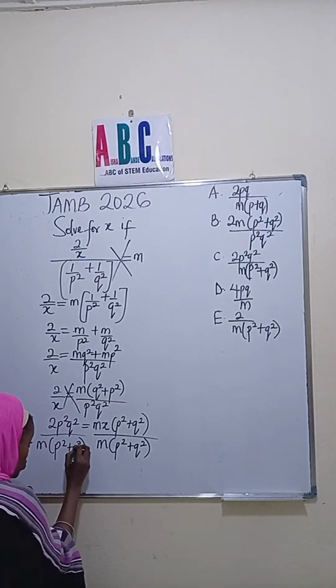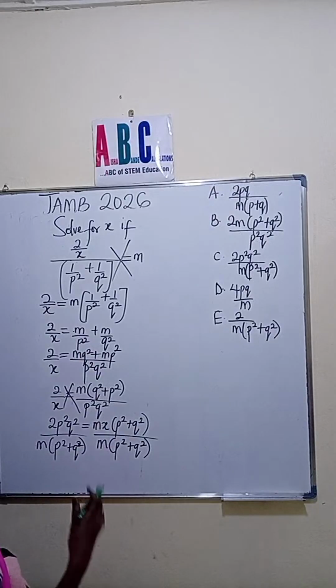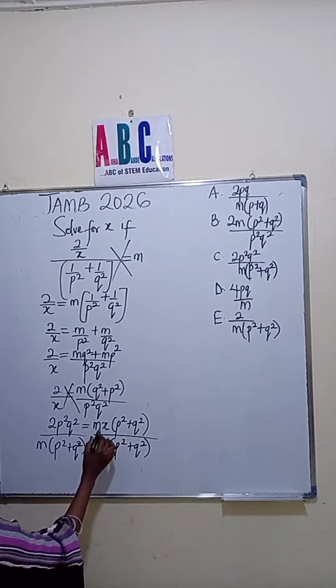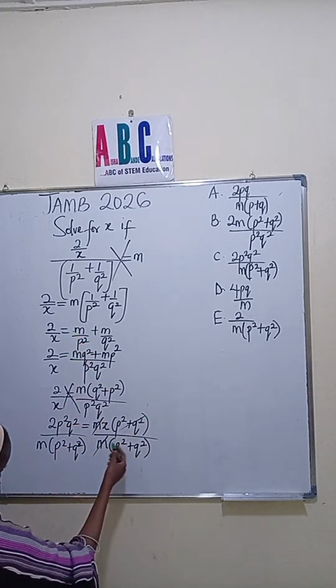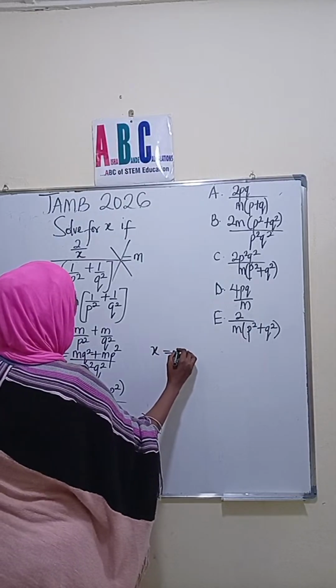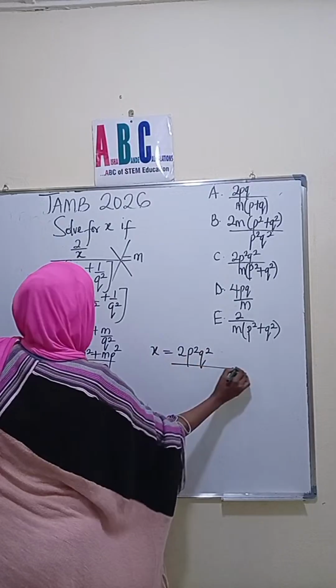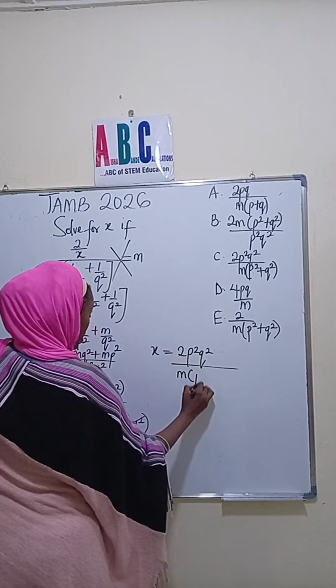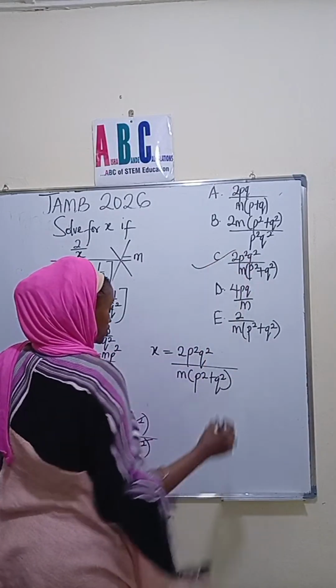I don't even know that what we want to do is to make x subject of formula. What I know is that I'm just solving. So m cancels m, this cancels this. So we have x is equal to 2p square q square all over m open bracket p square plus q square. So the answer is option C.